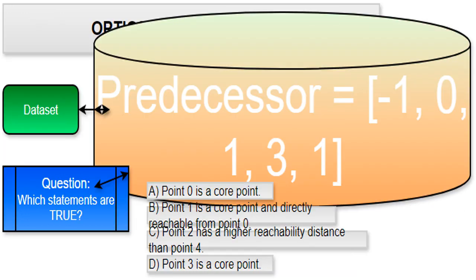This array tells me the order in which OPTICS processed the points. A -1 means the point was a starting point, or a seed, for a cluster. For instance, point 0 has a -1 predecessor, meaning it's a starting point. Other positive values tell me which point was used to reach the current point, showing connections and cluster paths.